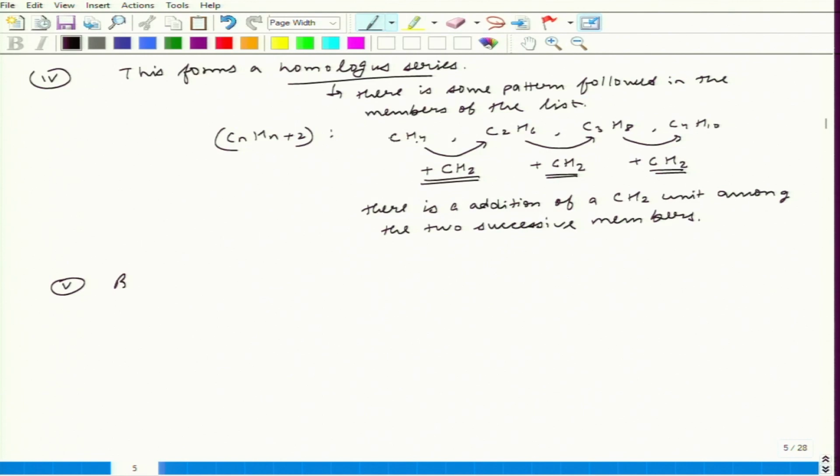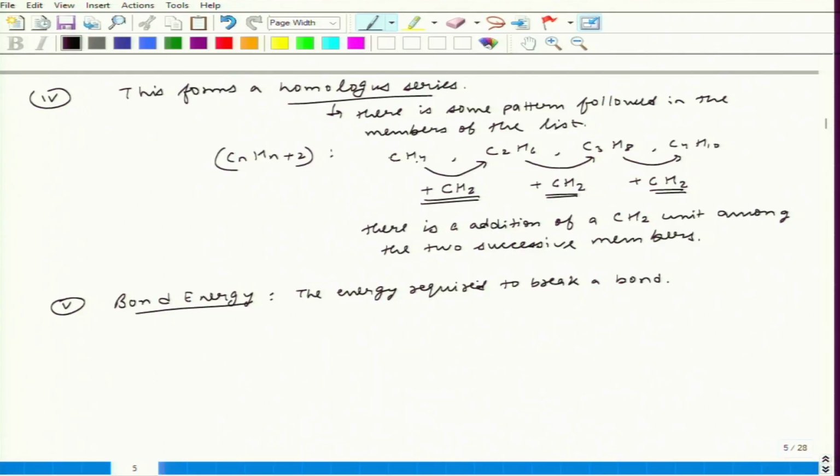Okay, so this is the fourth property. The fifth property is bond energy. What do you mean by bond energy? Bond energy means the energy required to break a bond. So in simple terms, bond energy is the energy required to break a bond. It can also be termed as the energy released when forming a bond.